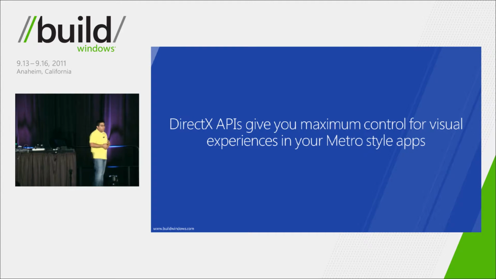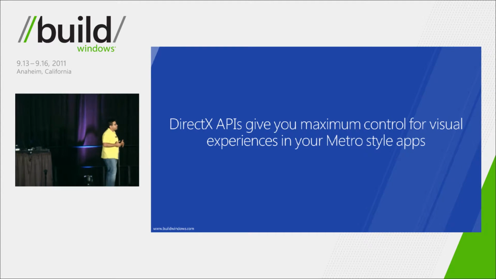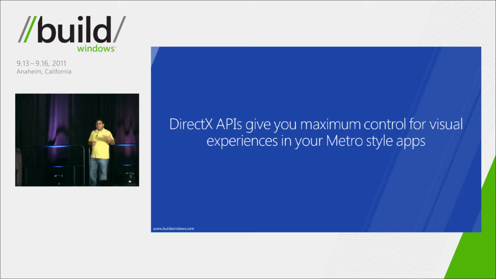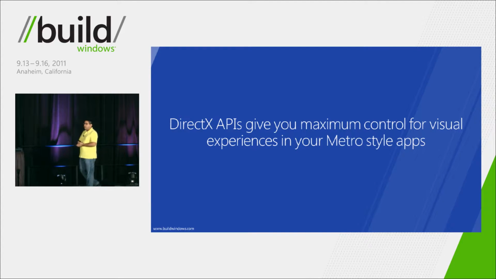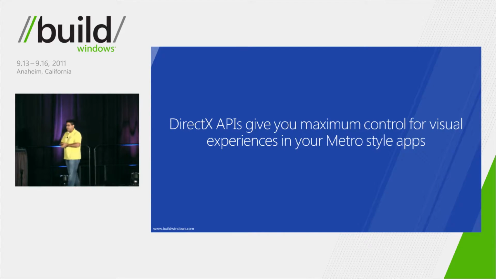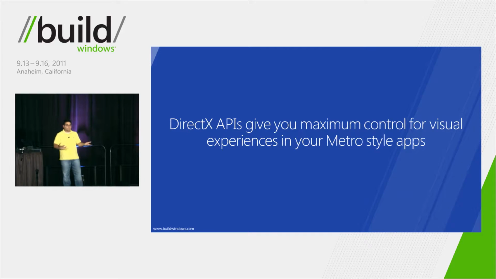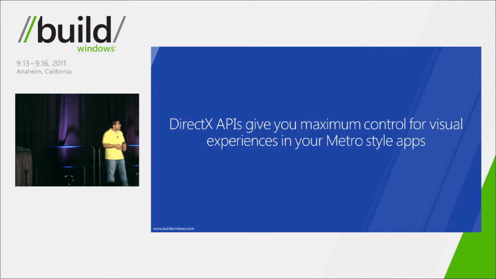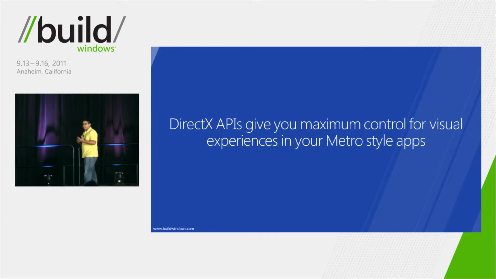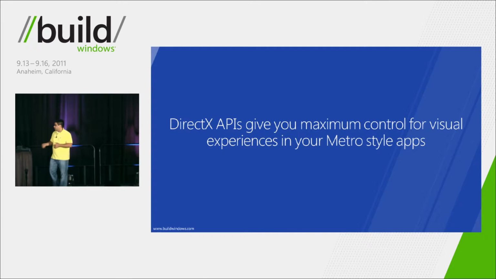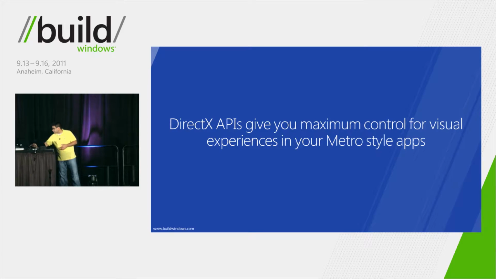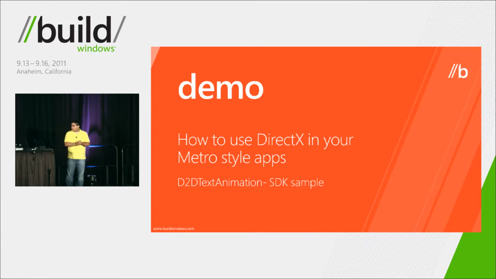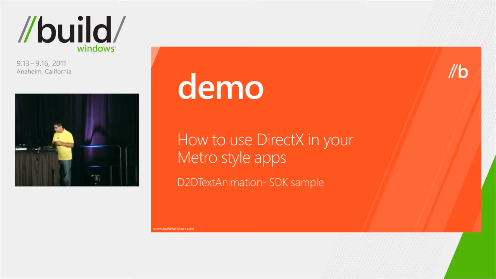So what we have here is really DirectX being used to give you maximum control over the visual output. You would never express the robot as a XAML document or in HTML because we don't have primitives for those sorts of 3D things in XAML or HTML. And when you need that kind of control, we have DirectX for you to use in your Metro-style apps. So let's talk about how you actually do it. So let me switch back to VS.